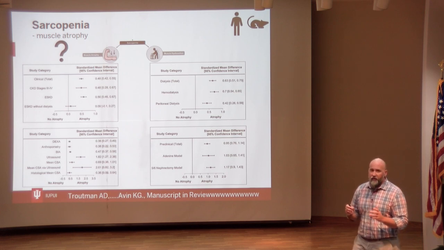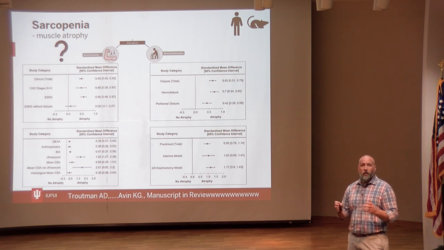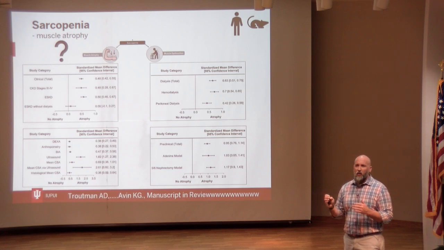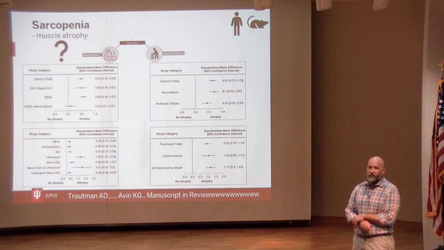Because of the lack of consensus in muscle atrophy, we wanted to do a meta-analysis. So we looked through 6,000 studies. We narrowed it down to roughly over 110. I think the real number was 112 studies that were included in this meta-analysis. And we wanted to be able to look between preclinical and clinical. And so that's why it's so large, because we wanted to get an idea of what type of atrophy is occurring.